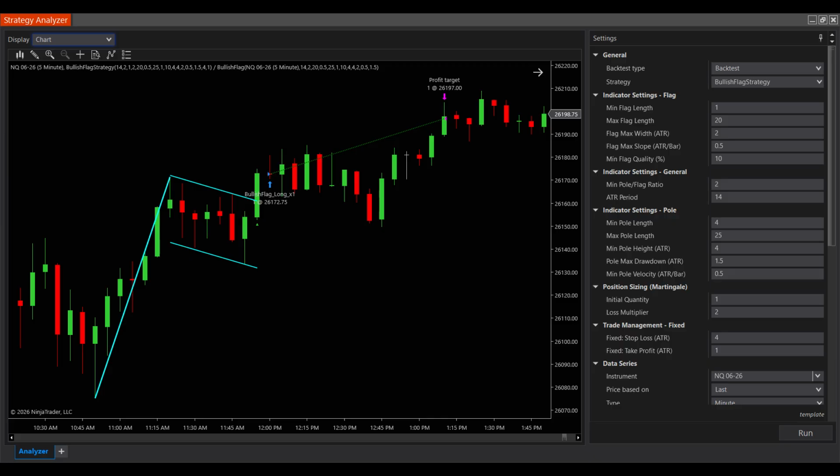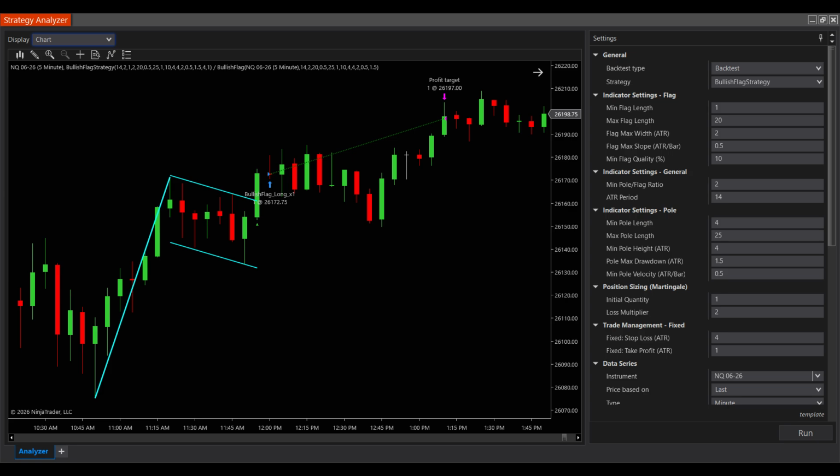For the pole, we are not just looking for price to go up. We are measuring pure momentum through velocity and drawdown. If you look at our parameters, we define a minimum pole velocity measured in ATR per bar. This ensures the move is a genuine, aggressive impulse and not just a slow, choppy grind upwards. We also strictly cap the allowed drawdown during this impulse phase. If the price dips too much while forming the pole, the algorithm invalidates the structure entirely.